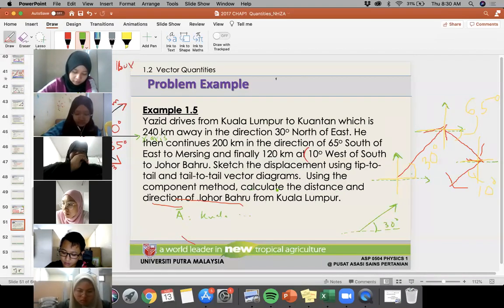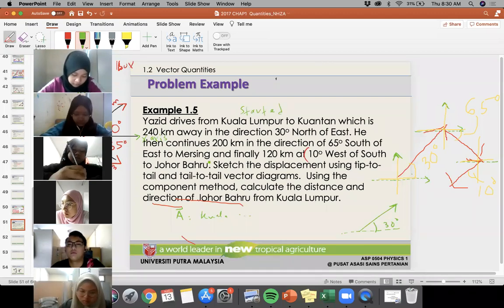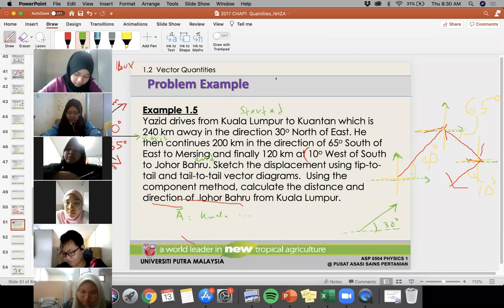Calculate the distance and direction of Johor Bahru from Kuala Lumpur. Earlier we started at Kuala Lumpur, and we ended our journey at Johor Bahru, which means that now it's asking for the resultant vector. Okay, so let's do it on another slide.